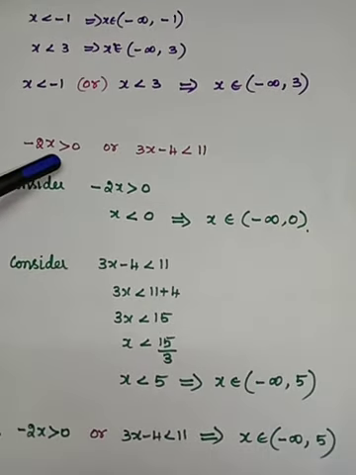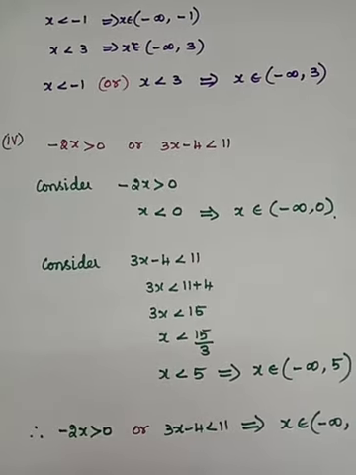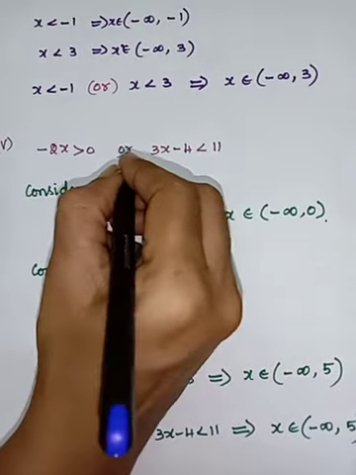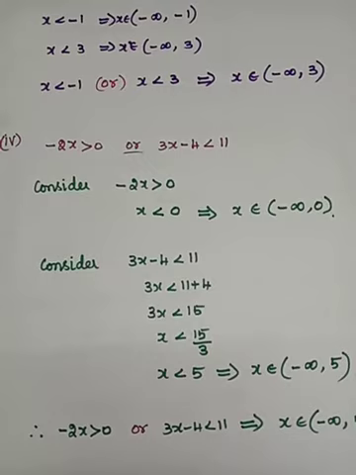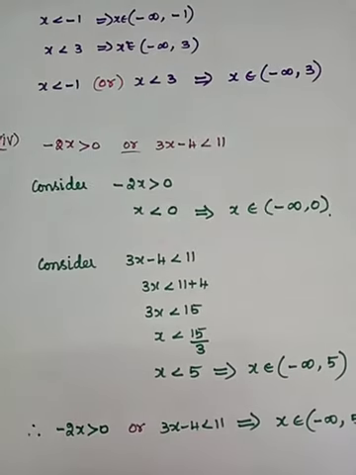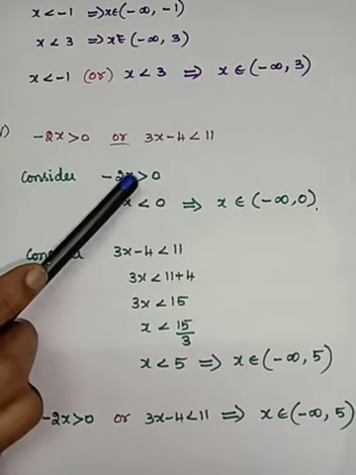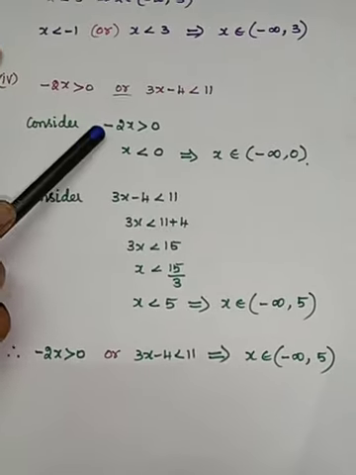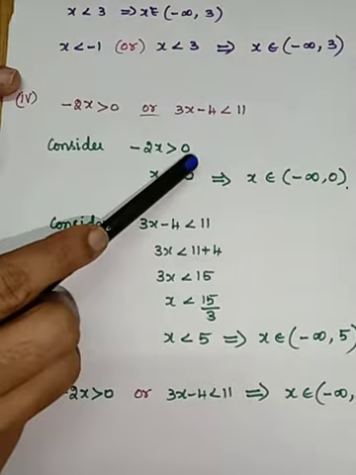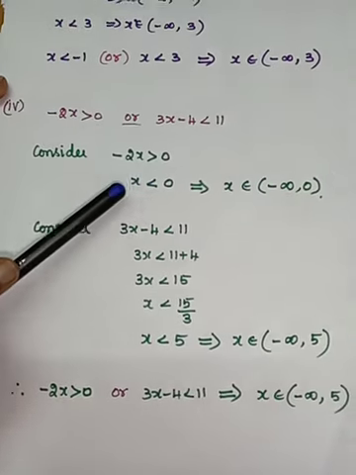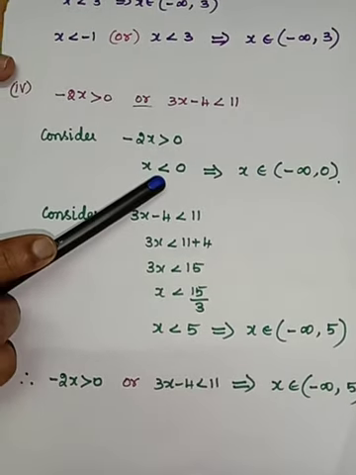Come to the fourth subdivision. Minus 2x greater than 0 or 3x minus 4 is less than 11. Which word is important? Or. Or means you have to join both the intervals. Consider the first one, minus 2x is greater than 0. Here minus is there, so you have to divide by minus on both sides.